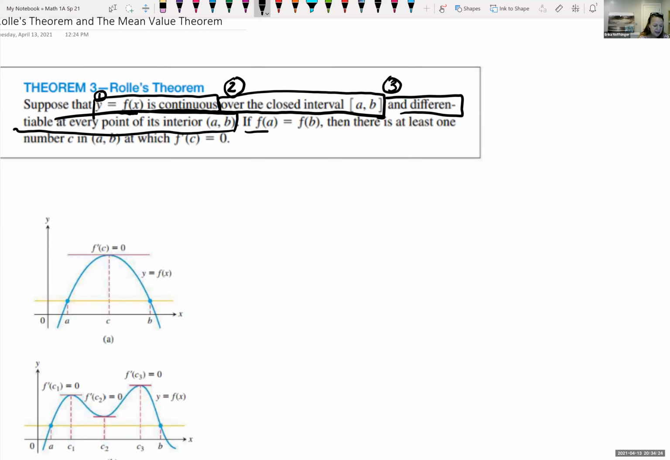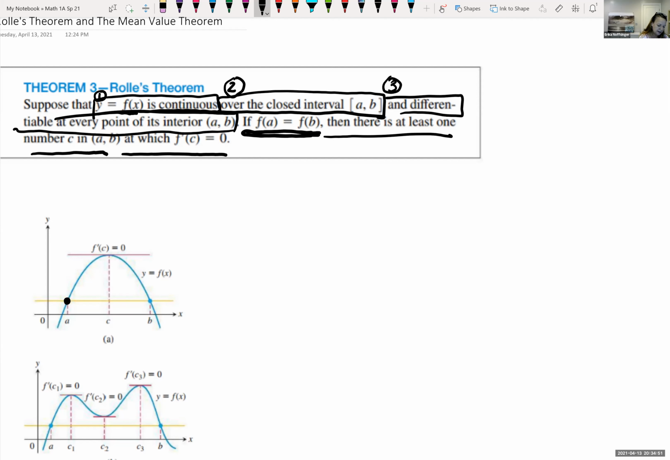If f of a equals f of b, so those are the end values of the interval that we're looking at, so those y values have to be the same, then there has to be at least one number c in that open interval (a, b) such that the derivative equals 0. So a couple things could be happening here, but to me, this really makes sense.